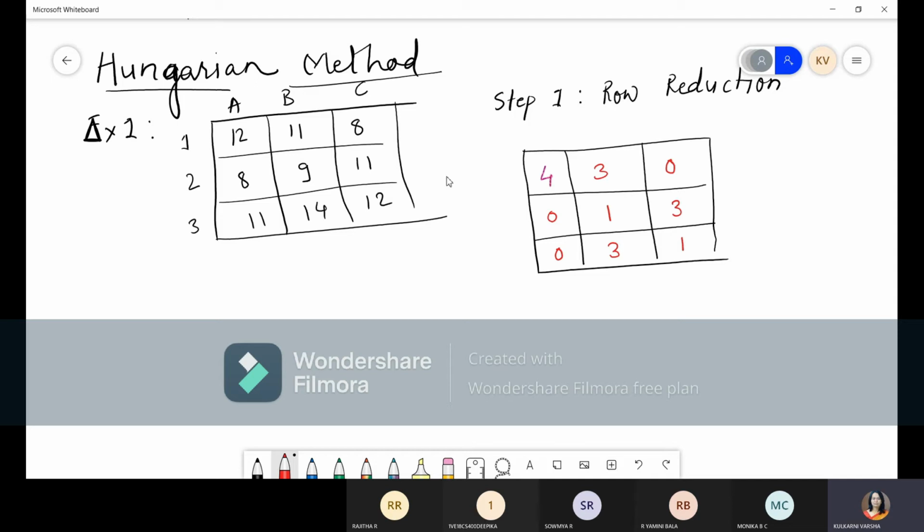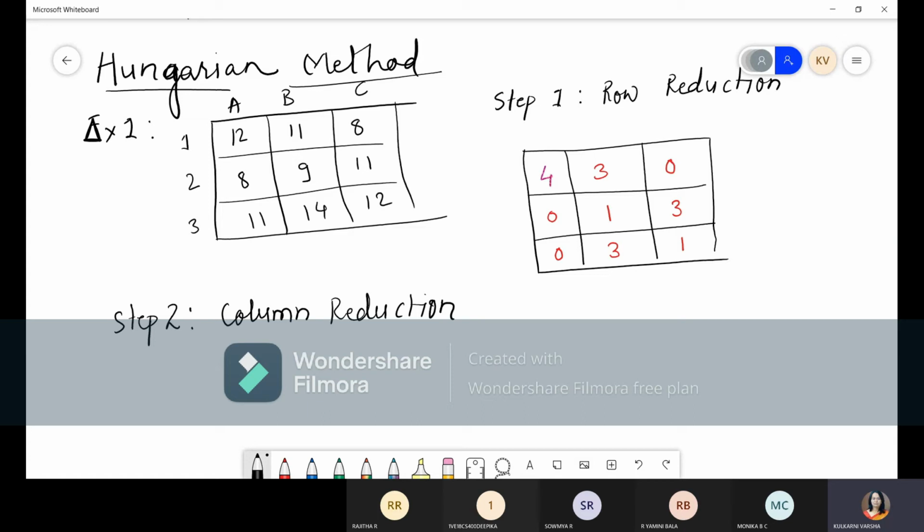We have done the row reduction. Row reduction stands for finding the minimum element of each row and subtracting that minimum element from that row's elements only. Now what is our second step? Step number 2, column reduction. Column reduction stands for finding the minimum element of each column and subtracting that minimum element from the remaining elements of that column.